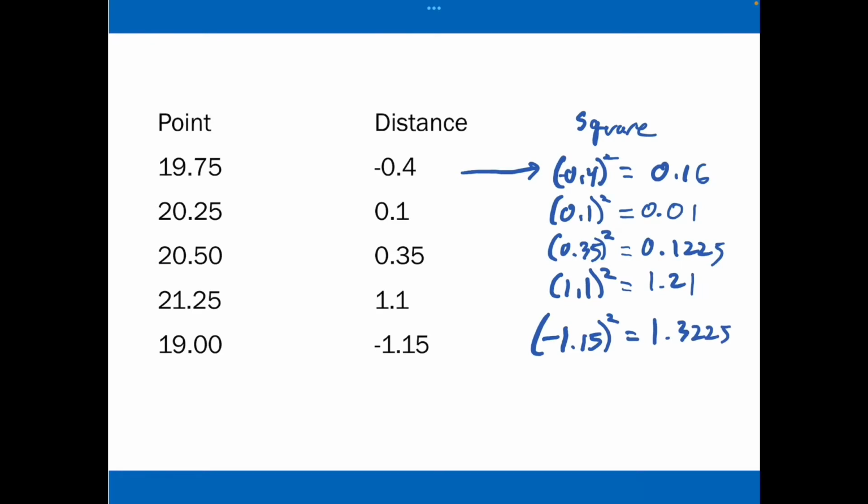There you go. So now that we've squared them all, we've made all of our numbers positive, and then we can look over here, and if we look at our squared numbers and see how big they are, then they're giving us a picture of how far each of our points are from that center value. So why do we square them and not just make them all positive?